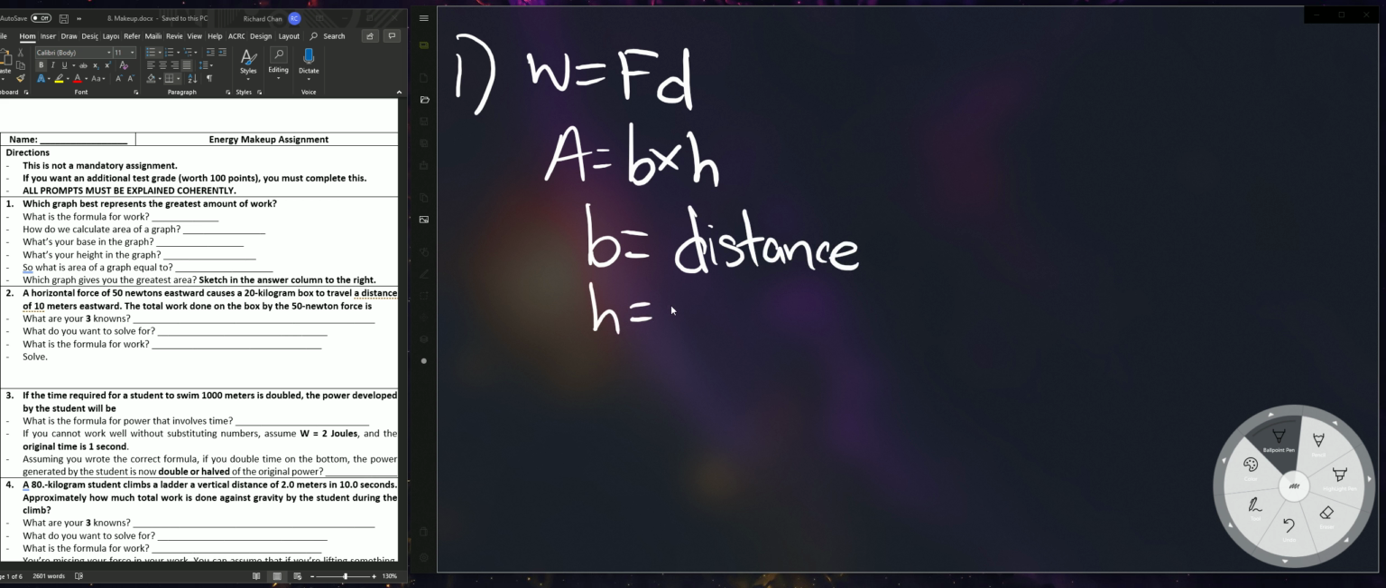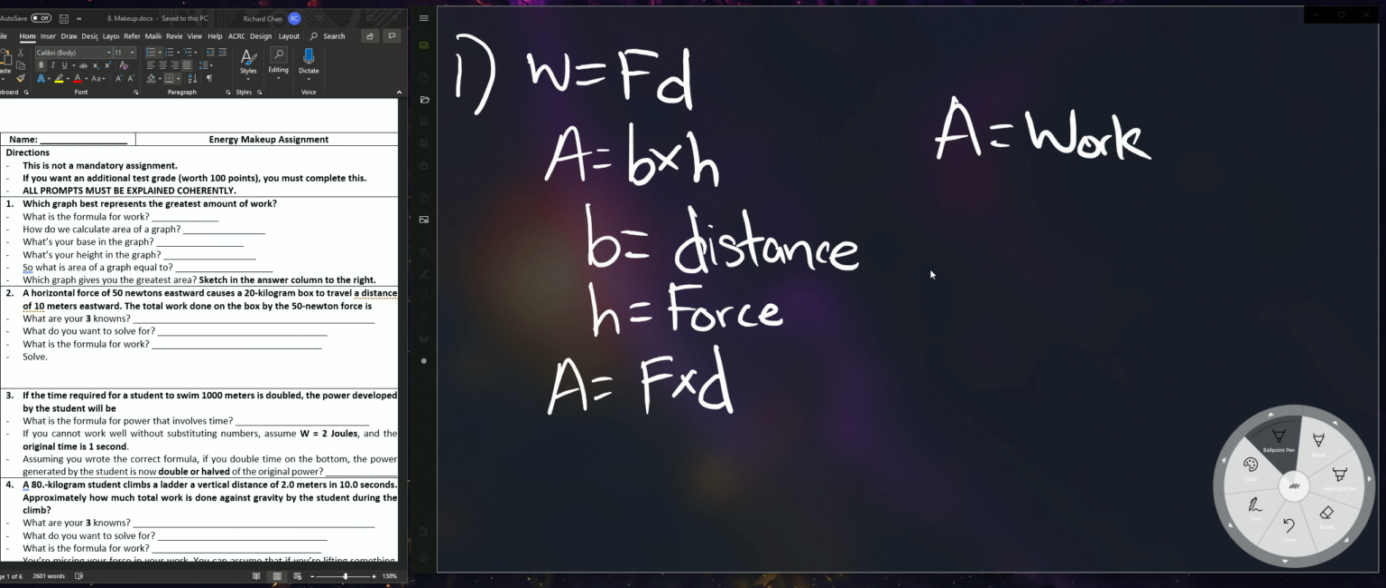And your height is going to be your force, okay? Now, what is the area of this graph equal to? If you know your area is distance times force, and I'm gonna rearrange this a bit, if you know your area is force times distance, well then you know your area is your work, right? So what is the area of a graph equal to? Well, the area of a graph is equal to your work.